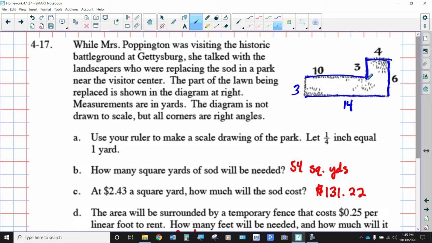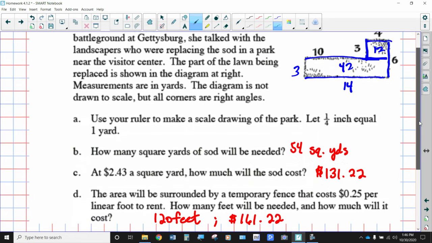Well, this would be a situation where you would maybe break this guy into 2 parts. So this is a 3 by 4 portion of the sod, which is 12. And this is a 3 by 14, which would be 42. So when you add those together, you get 54 square yards.